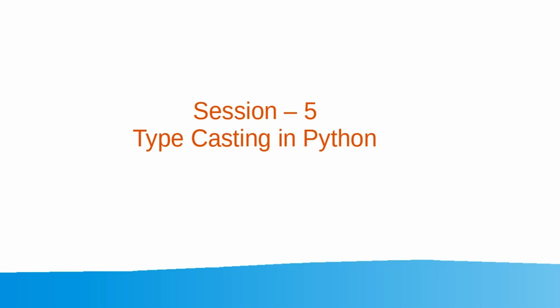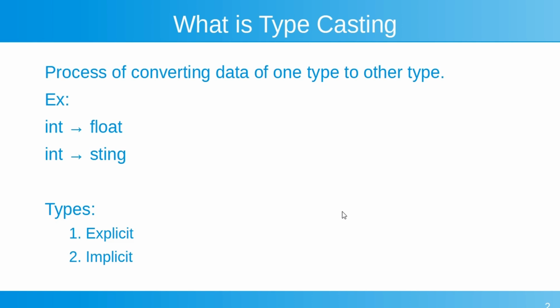So in this video I'll be covering typecasting concepts in Python. Okay, so what is meant by typecasting? It is a process of converting data of one type to another type, like converting the integer data type to float or integer data type to string. Basically we call this process of conversion typecasting or type conversion.